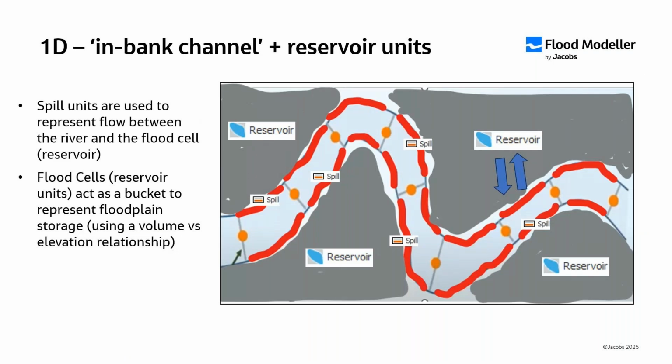So this is where we have our in-bank fluvial model, and then we use reservoir units or flood cells to accurately represent flows in the floodplain. So what will happen is we'll have our hydraulic inflow up here, water will come through the channel, and once it reaches a certain level, it will go through these spill units and into the reservoir. And then throughout the simulation, the water level in the channel may drop, and then flows from the reservoir can then come back into the fluvial channel.